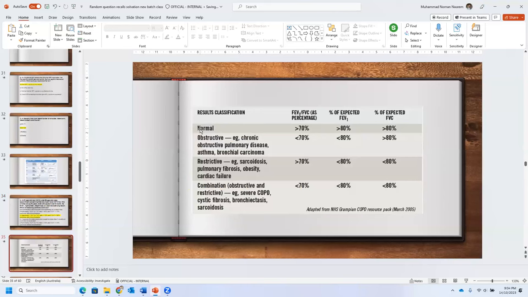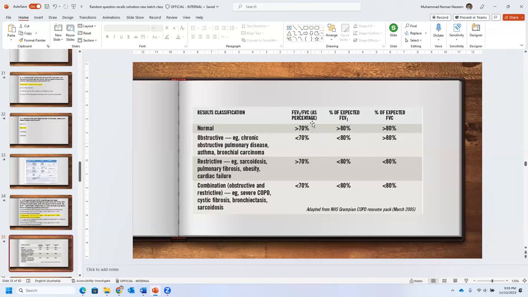So if you look over here, normally what we have is the forced expiratory volume in 1 second to forced vital capacity percentage is more than 70%, and the percentage of the expected FEV1 predicted value is more than 80%, and that of the FVC is more than 80% as well. But when we have a chronic obstructive pulmonary disease, even with a bronchodilator, there is not going to be increased capacity of the lung. The ratio percentage will be less than 70, and the predictive value will also be less than 80 after the bronchodilator, because the bronchodilator is not increasing the airflow, because the capacity of the lungs has decreased.